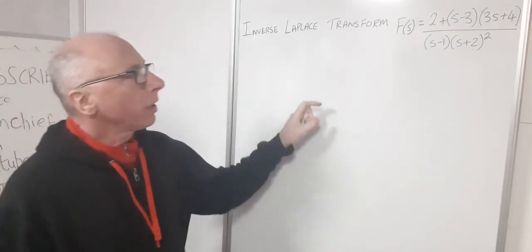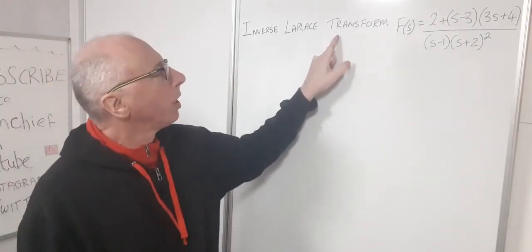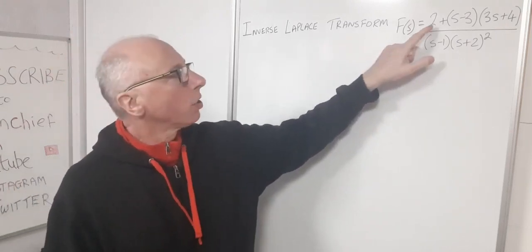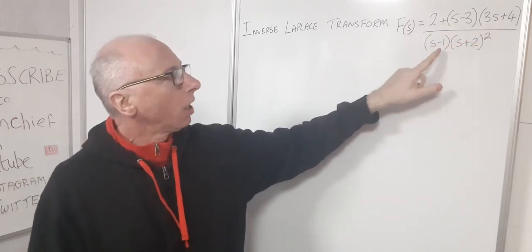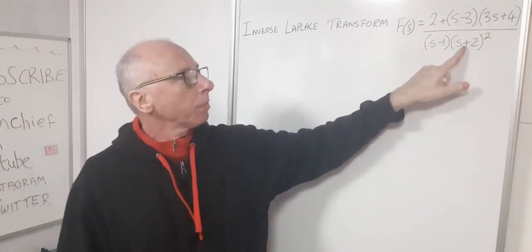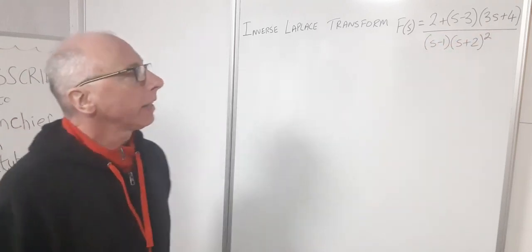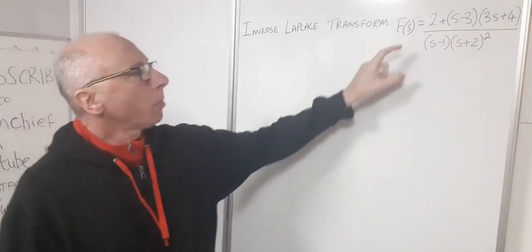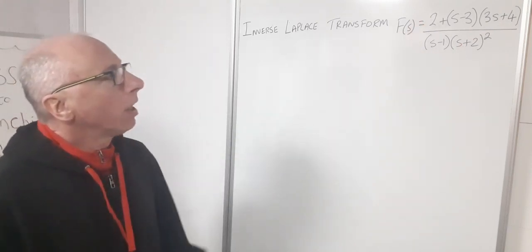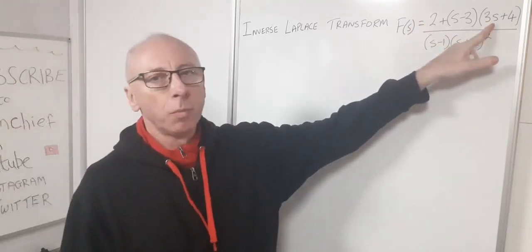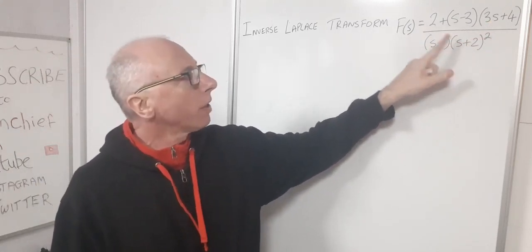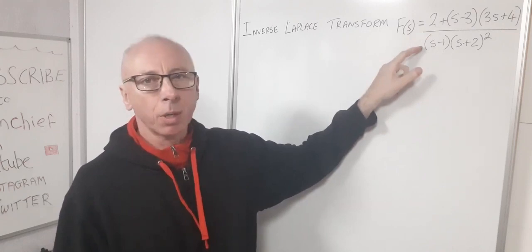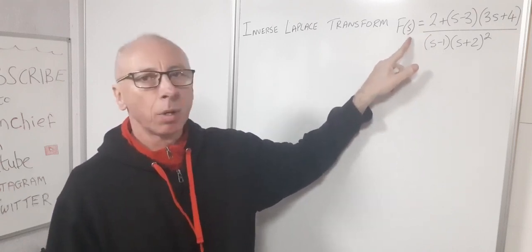So in this video we're going to do the inverse Laplace transform of this function here, (2 + s)(s - 3)(3s + 4) over (s - 1)(s + 2) squared. Now this is a complicated looking fraction, but I reckon the top will form a quadratic. In the bottom we've got a cubic. So that's good. We've got a function here where as s approaches infinity, our function approaches 0.